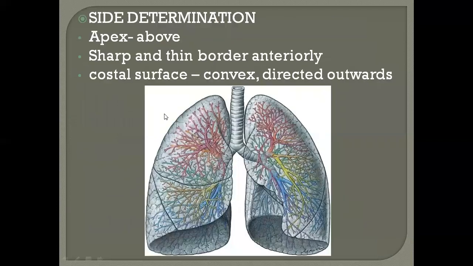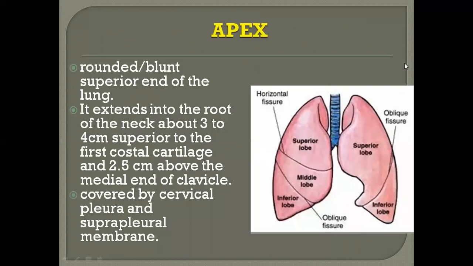For side determination, when you hold the lung in the dissection hall, in your palm, this surface should rest on your palm, which is the inferior surface or the diaphragmatic surface. This is apex, which is facing upwards. The anterior border is thin, and this surface is the posterior costal surface, which is convex and directed outwards.